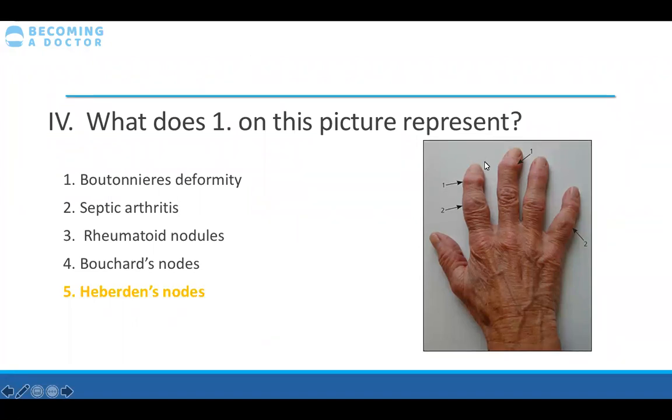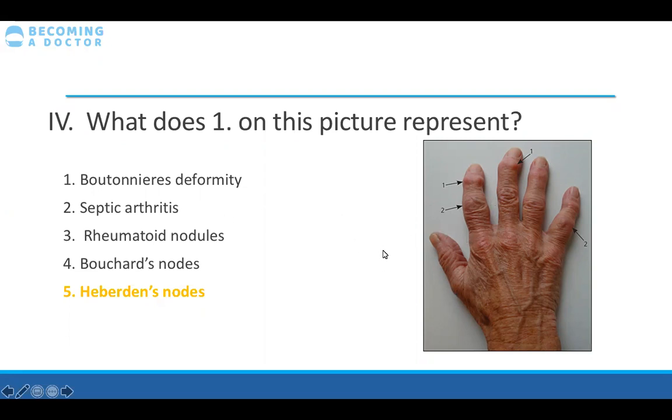As we discussed with osteoarthritis, Heberden's nodes affect the distal interphalangeal joint. Rheumatoid is unlikely to affect the DIP, so that's why it won't be the first thing you think about. Bouchard's nodes, none of you said, because that affects the proximal joint. That would be number 2. Septic arthritis is usually an acute red, hot, swollen joint, which you can't see here.